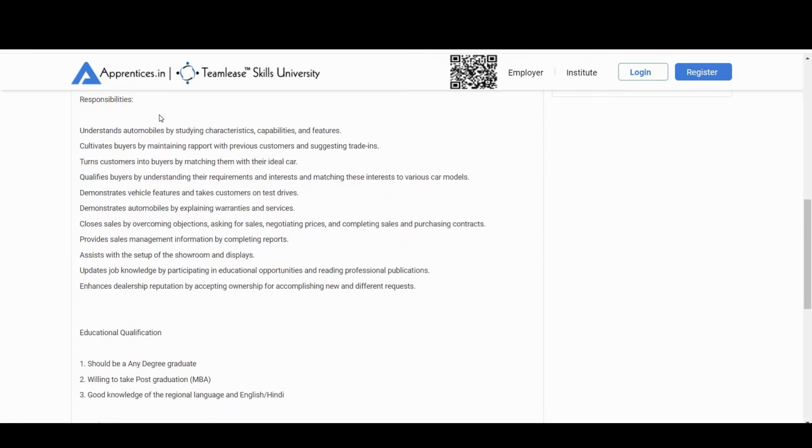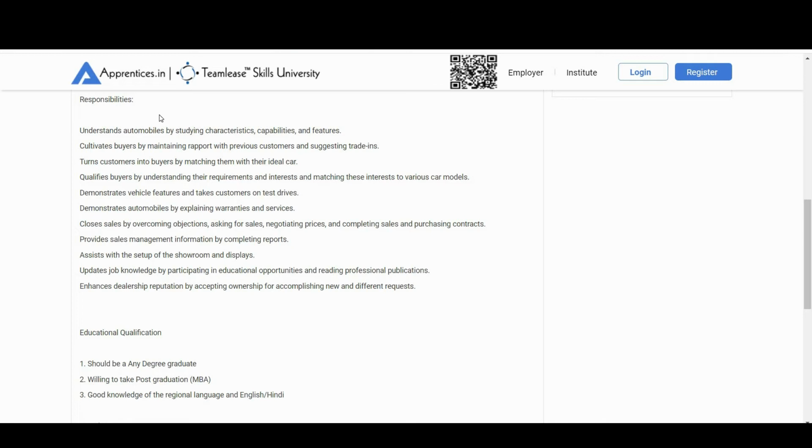Understand automobiles by studying characteristics, capabilities and features. Cultivates buyers by maintaining rapport with previous customers and suggesting trade-ins. Turns customers into buyers by matching them with their ideal car. Qualifies buyers by understanding their requirements and interests and matching their interests to various car models.